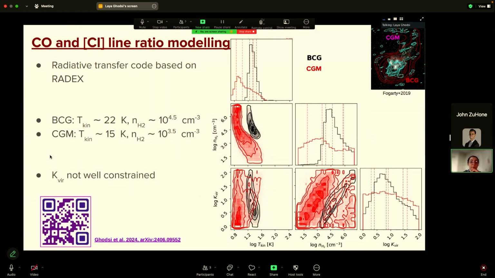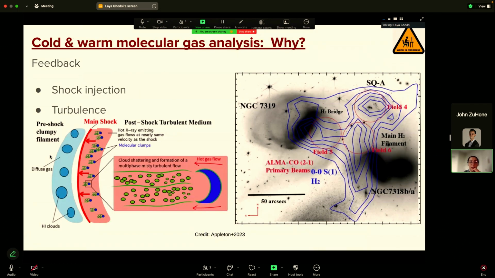And the number density in the CGM is not that well constrained, but the peak of the number density of the BCG is a bit higher than the CGM. So this plot is showing that the gas inside the BCG is hotter and denser than the gas in the CGM, which is understandable. But it's showing that the gas in these two parts of the system is different, so there might be different physics going on. That's why we looked at the JWST data.